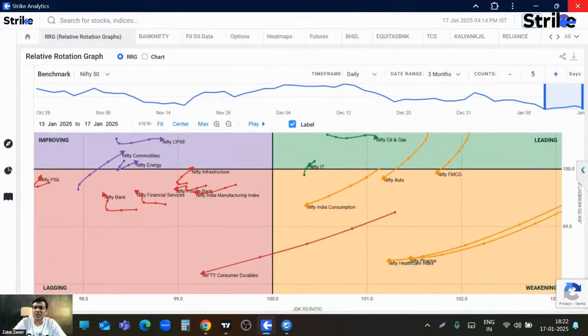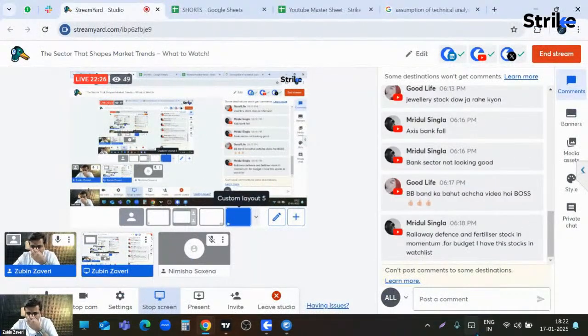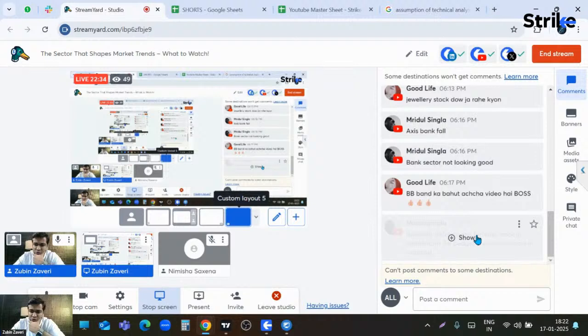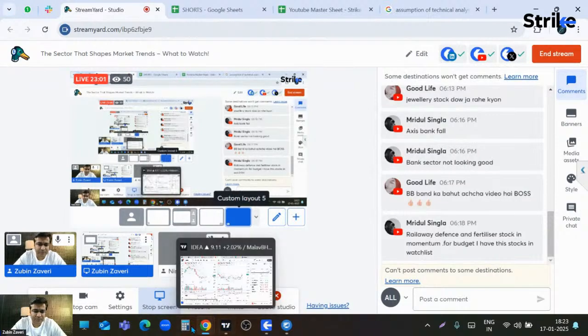All right, so now let me see if there are other questions out here. Railway, defense, and fertilizer stocks in momentum for the budget. I have these stocks in the watch list. Okay, Mridul ji. Yes, in railway stocks like IRCON and IRFC, these are the general stocks. Basically they show some momentum and volatility before the budget. Okay, even the fertilizer stock, yes. So let's see one stock from each segment.